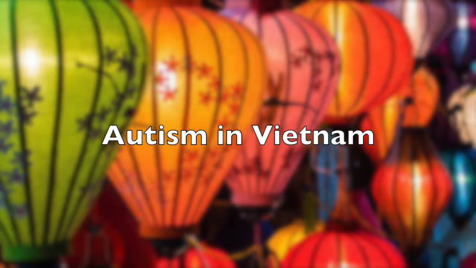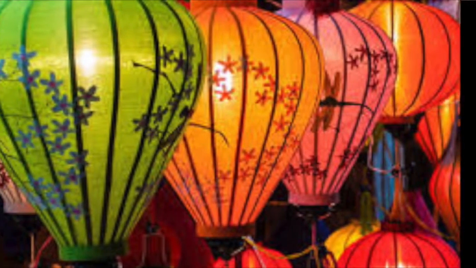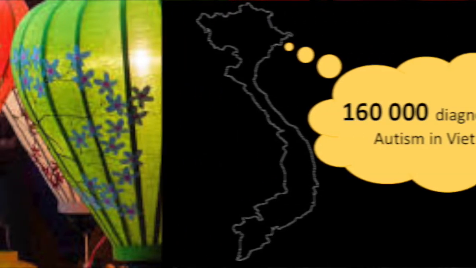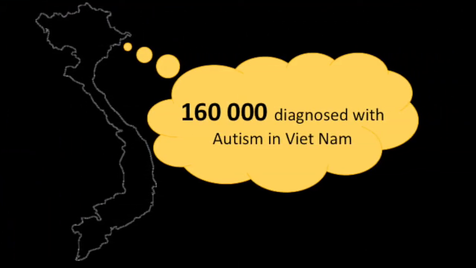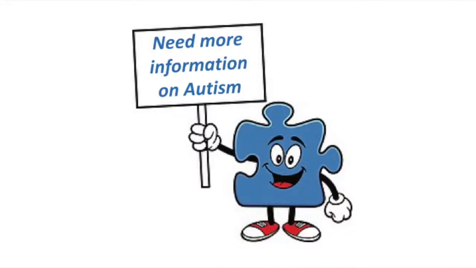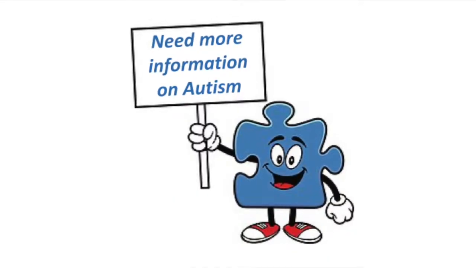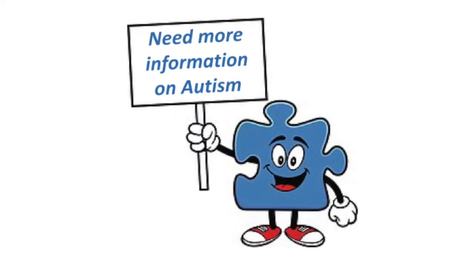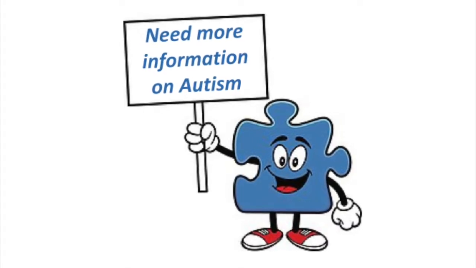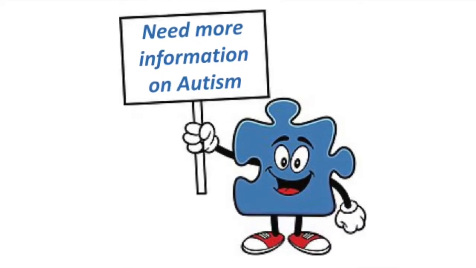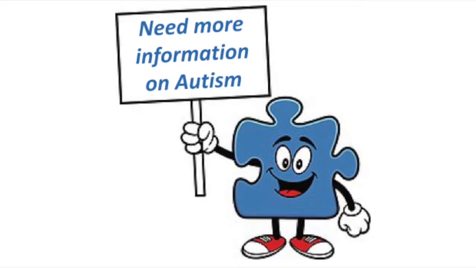Autism in Vietnam. It is estimated that there are approximately 160,000 individuals with autism in Vietnam. However, no official statistics exist. This rate is comparable to that of developed countries. Unfortunately, the availability of education and discussion of autism in universities is severely lacking when compared to Western nations.